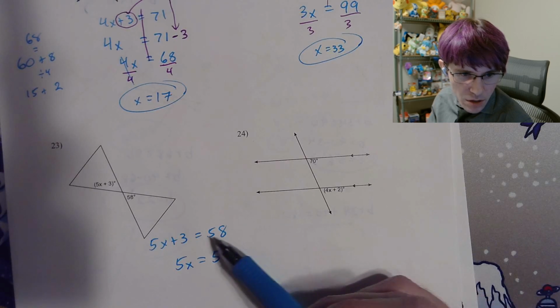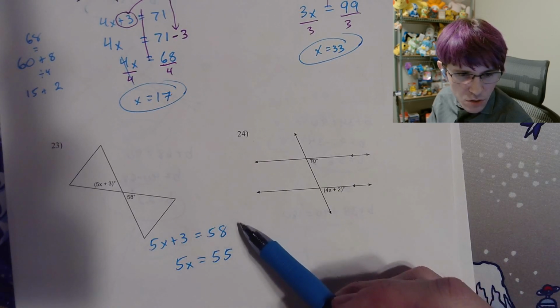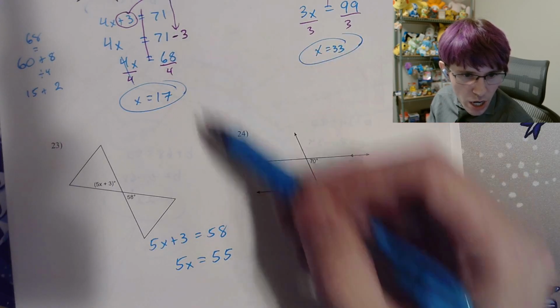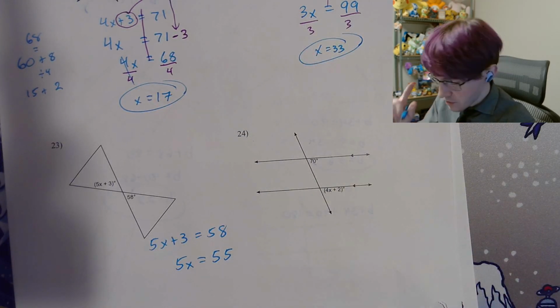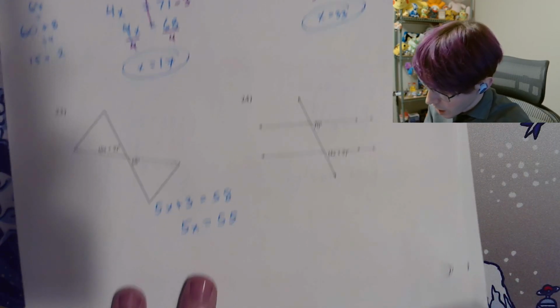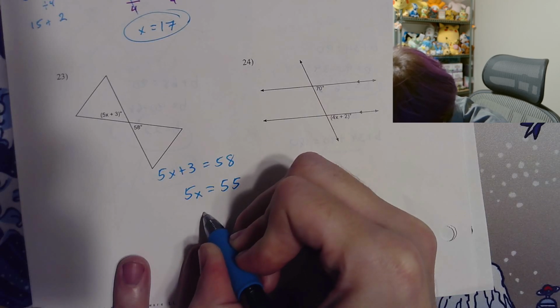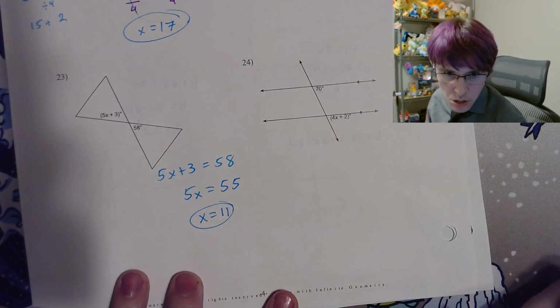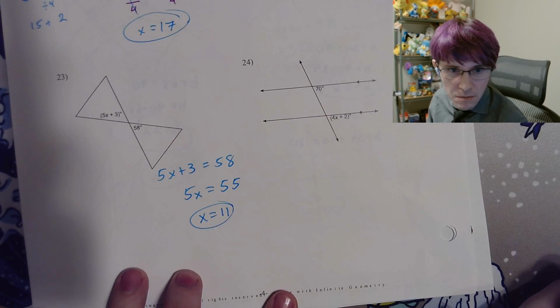So what happened? That 3 moved to the other side. It became a negative 3. In this one, we subtracted 58 minus 3 is 55. You can do this too. I believe in you. Divide both sides by 5, you get 11. That would be the minimum amount of work shown for a question like this.